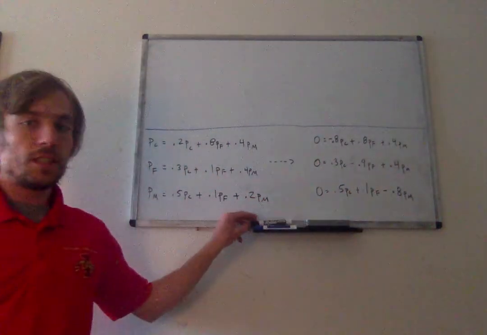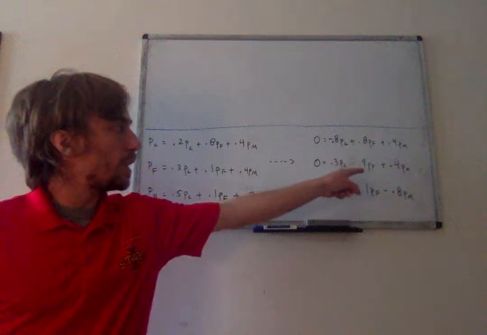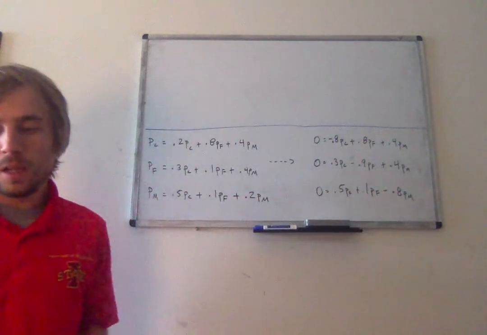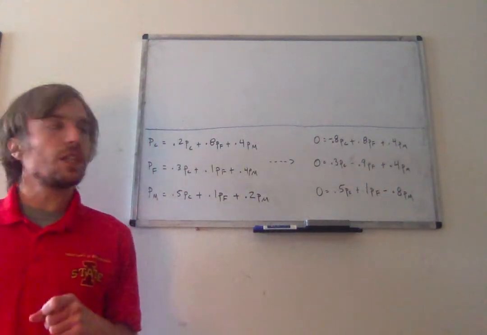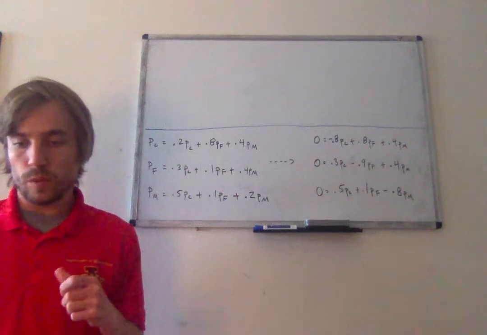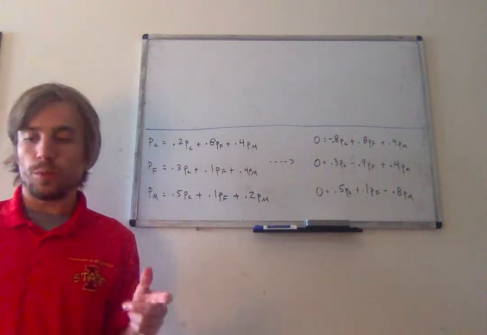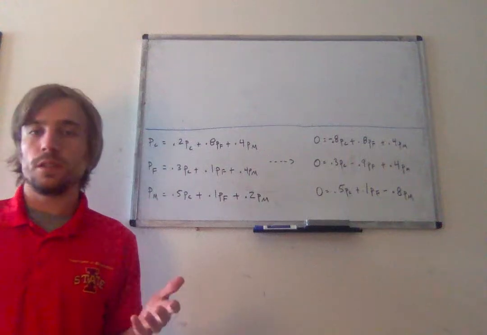So I want to solve this system of equations for the variables P sub C, P sub F, and P sub M. Notice question 4 asks something interesting, right? So it says we want to solve for the equilibrium prices when the output of machinery is 100 units.